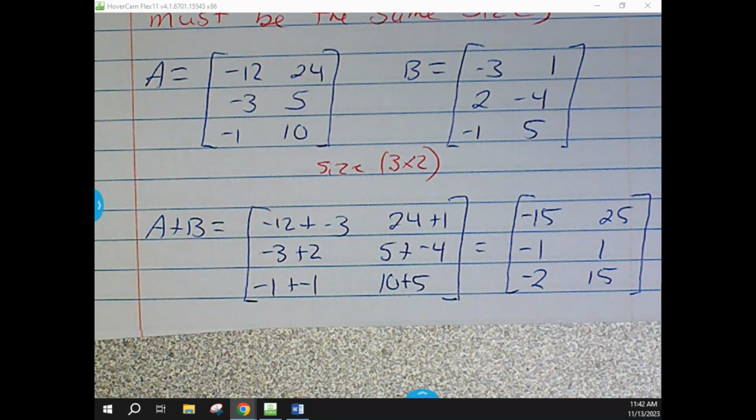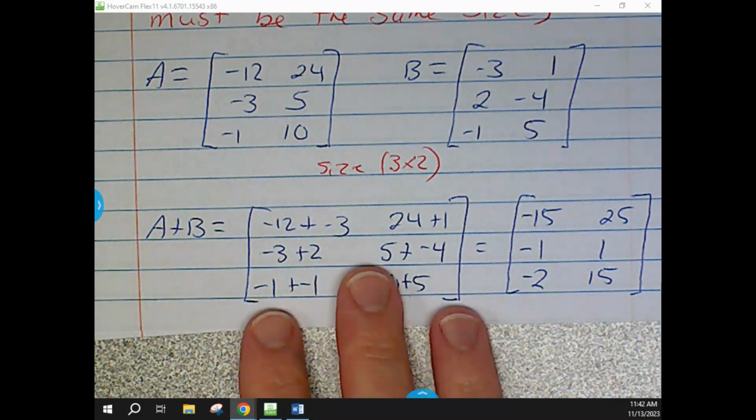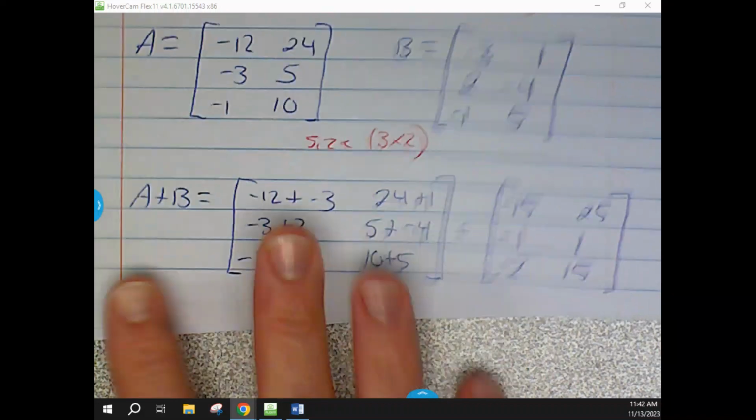Subtraction should be pretty much the same type thing. Now we're just going to subtract numbers instead of adding numbers.